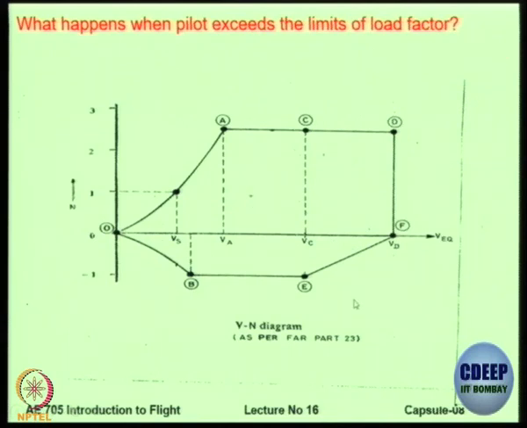So this is the VN diagram. Now we go back to FAR23, just to show you an example. Yes, what is the point?